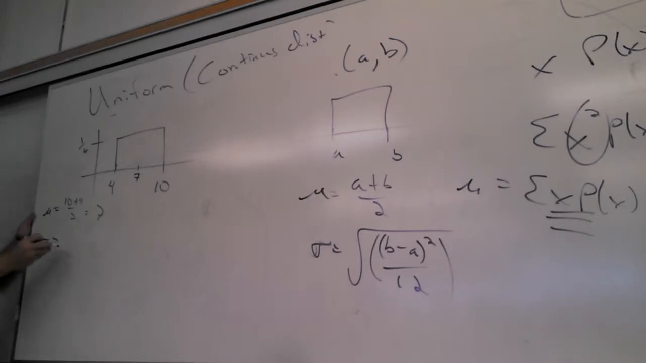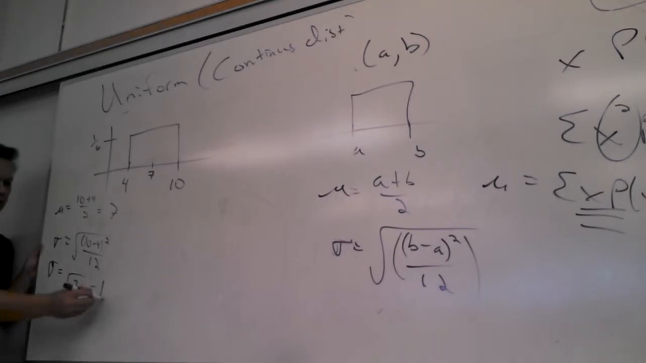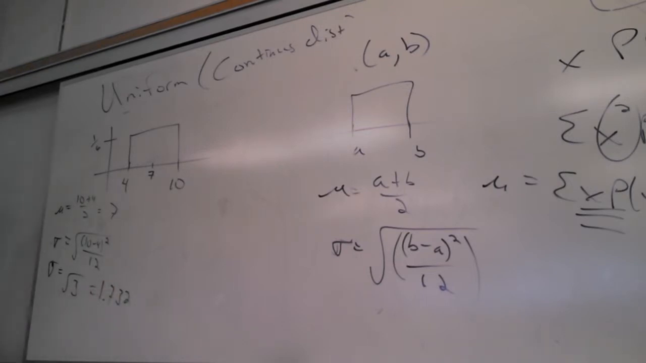What's the standard deviation going to be? Well, let's see. Let's just plug it in here. It'll be 10 minus 4 squared divided by 12, square rooted. This kind of comes out nice inside because 6 squared is 36, divided by 12. So it's root 3, which I think is 1.7 something. 1.732? Yeah. Sure. Okay.